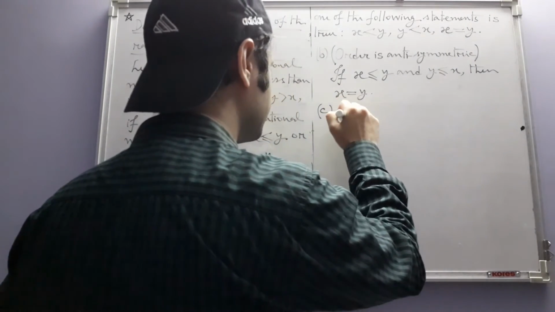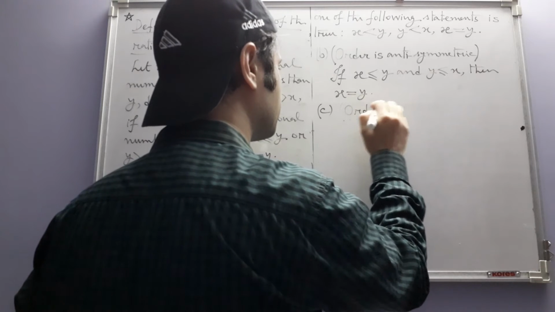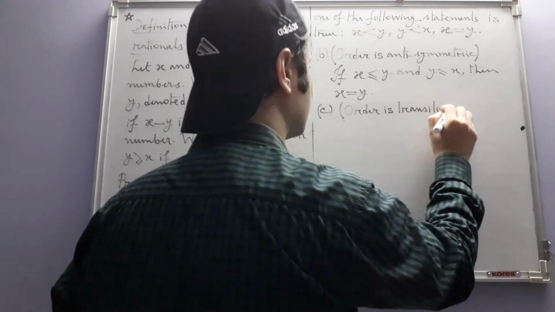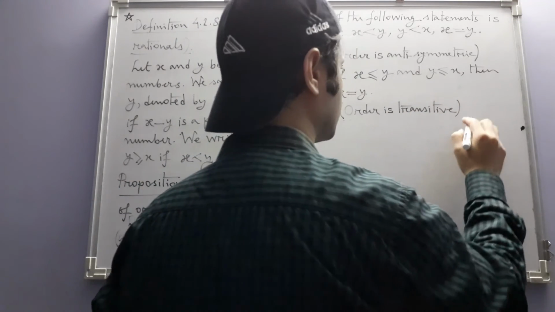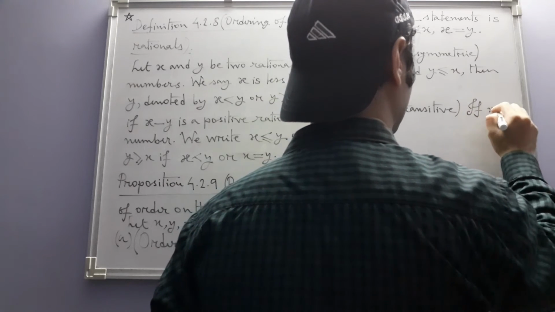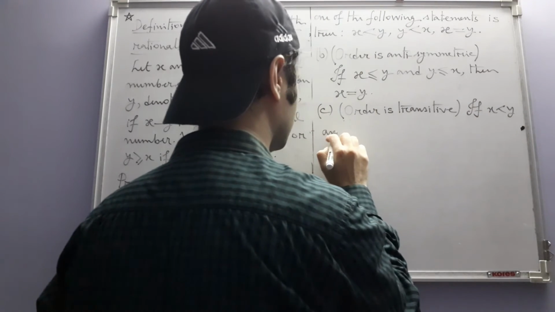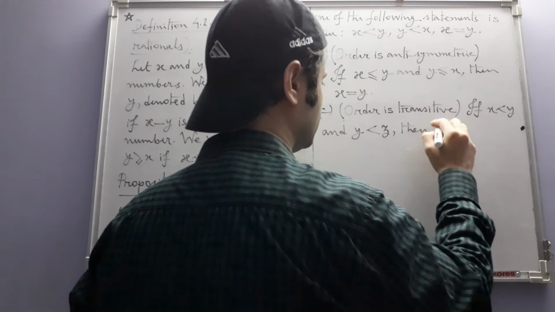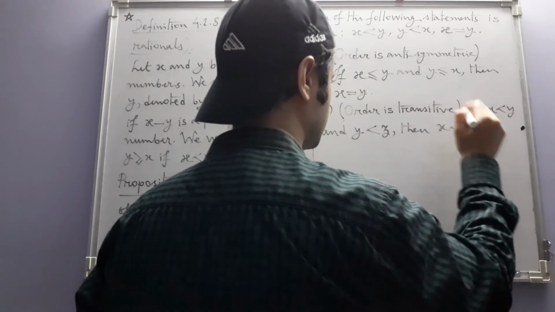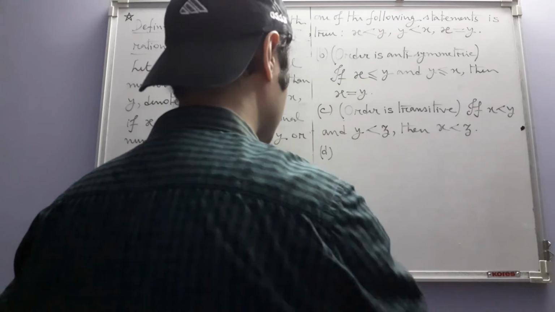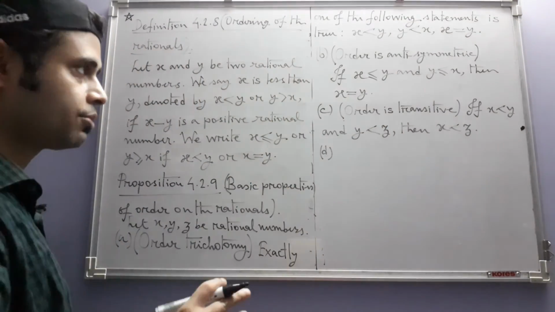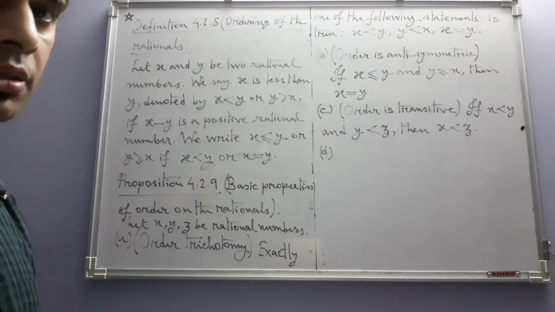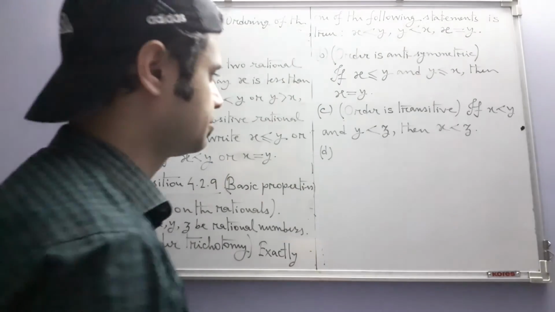Then order is transitive. If x is less than y and y is less than z, then x is less than z. So these are properties of only the order relation. The next two parts show us how order relation behaves with the algebraic operations.